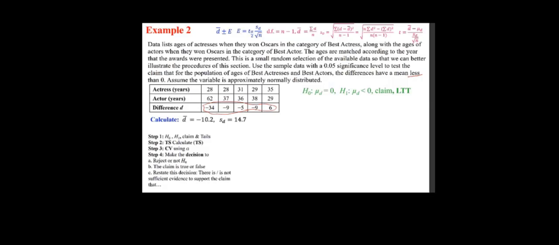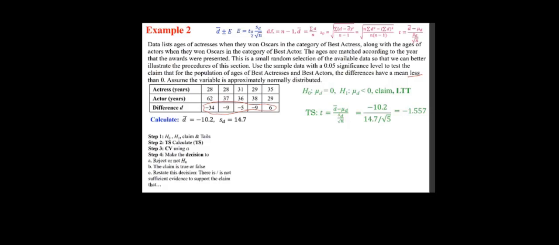So we write the test statistic, T equals D bar minus mu over S sub D over square root of N. And again, mu sub D comes from H0, which is 0. And the result is negative 1.557. All right, so what happens next?